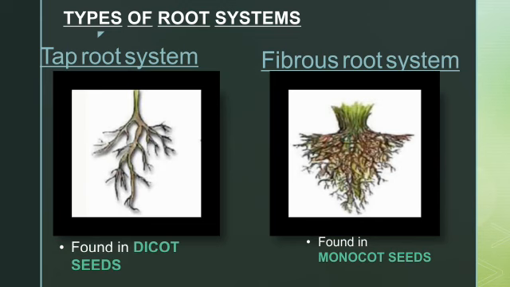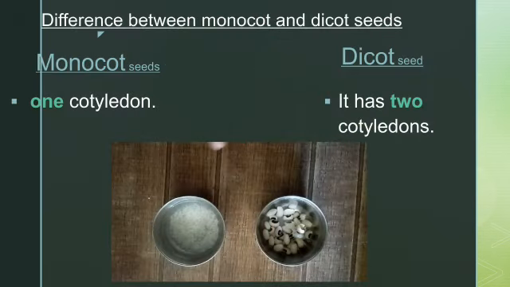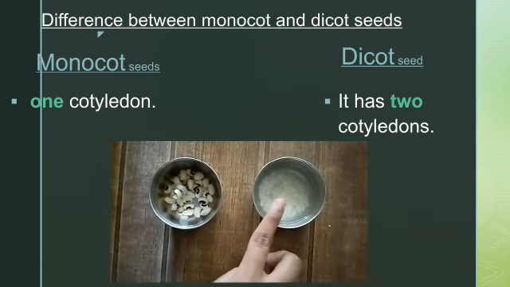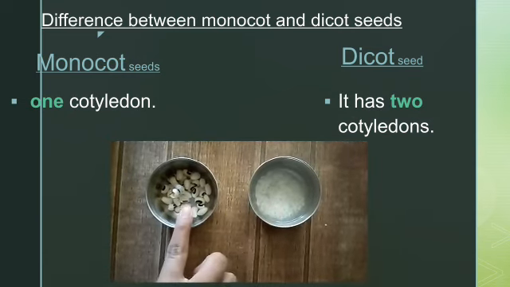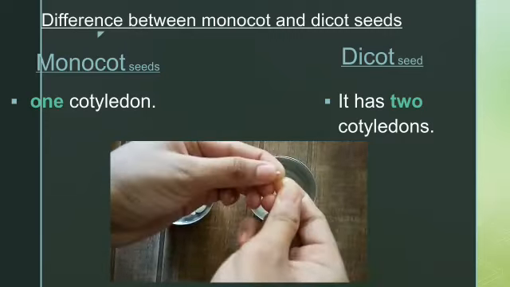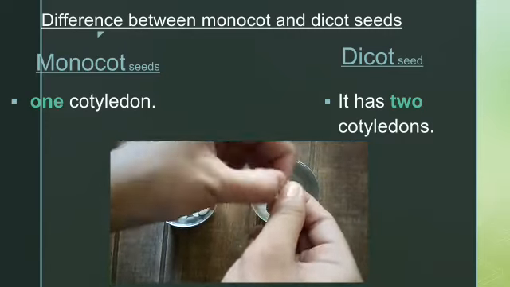Now let's see what are monocot and dicot seeds. Monocot seeds have one cotyledon, whereas dicot seeds have two cotyledons. Let's look at a video for a better understanding. We have taken two seeds, monocot seed and dicot seed. Now let's try. Can you see it is not getting broken, it's just getting smashed?